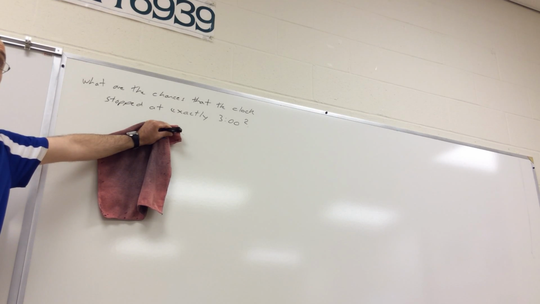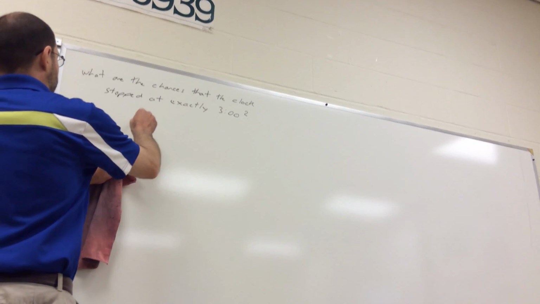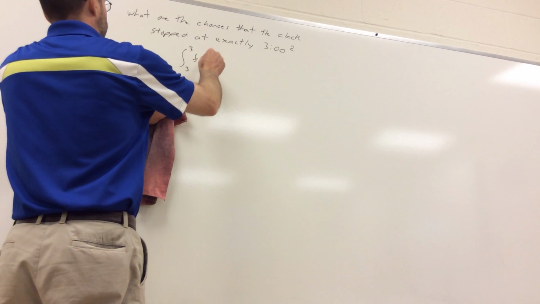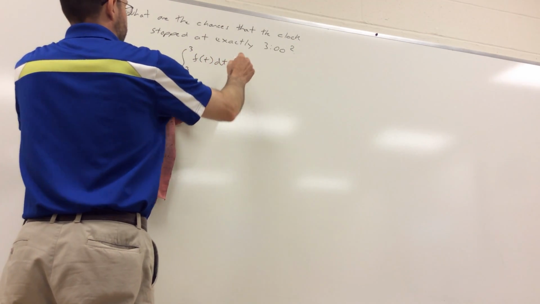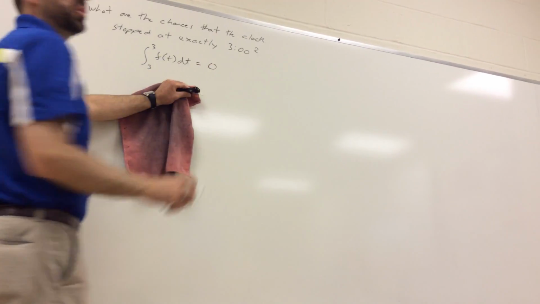So we're supposed to find area, right? The area from what to what? 3 o'clock to 3 o'clock. So area from 3 o'clock to 3 o'clock, what is that? 0. And people don't like this.